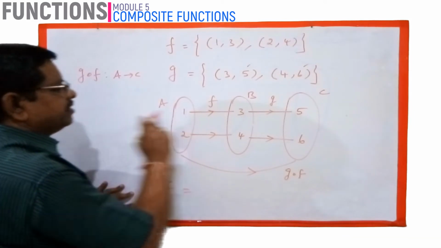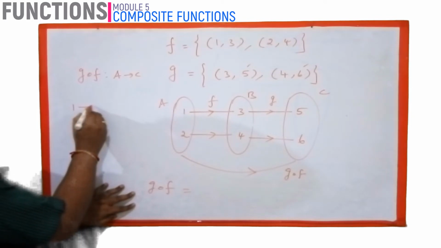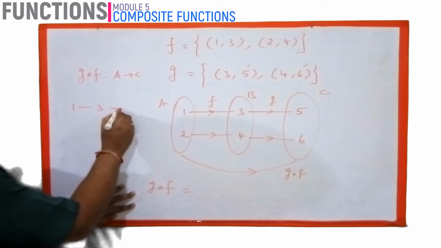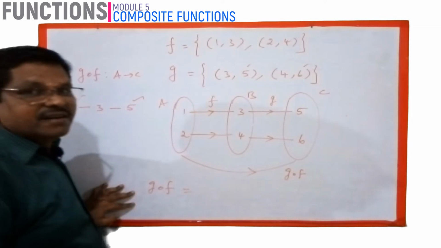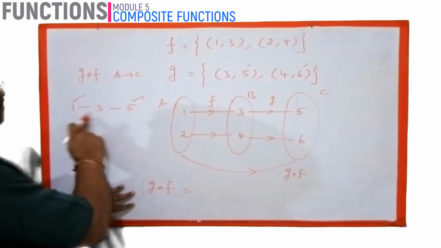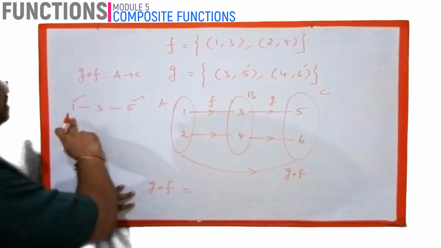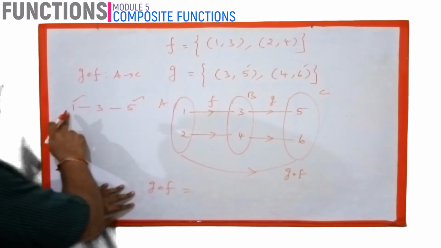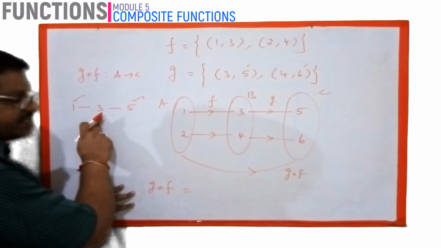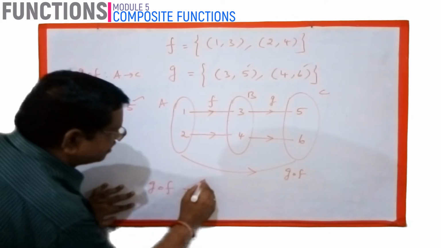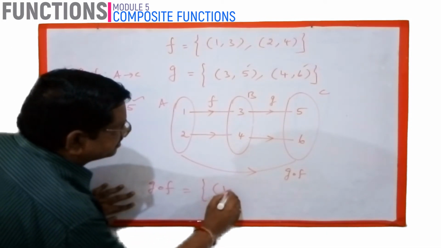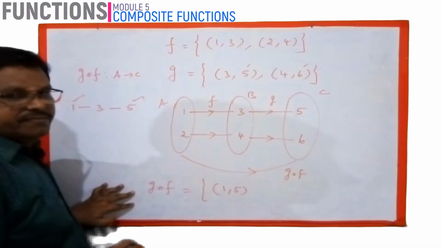Now I am writing here, 1 makes a relation with 3, and 3 makes a relation with 5. That means like a transitive property, if A, B and B, C are present, then A, C will be present. Like that, 1 relates to 3, 3 relates to 5, so 1 and 5 are related. So in this, we get the first element (1, 5).